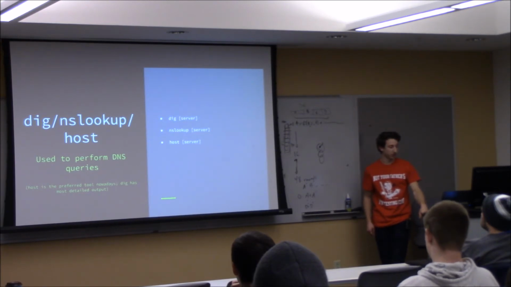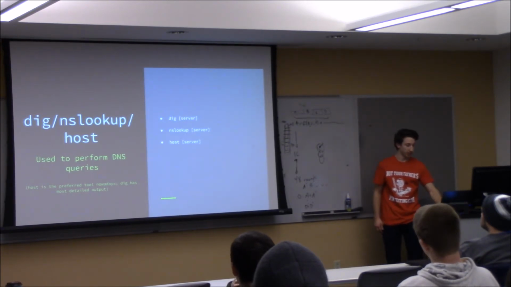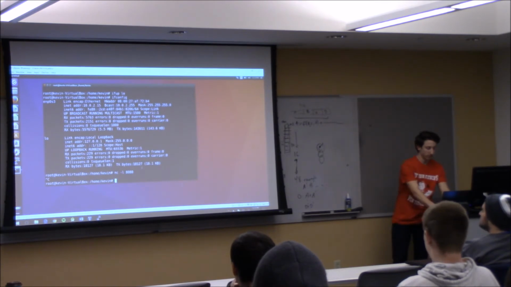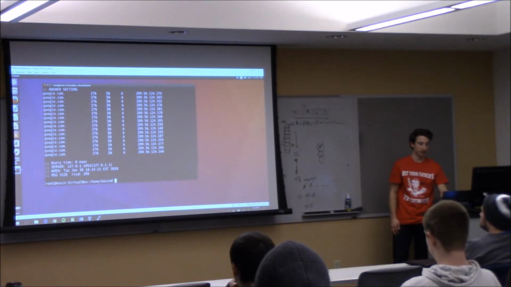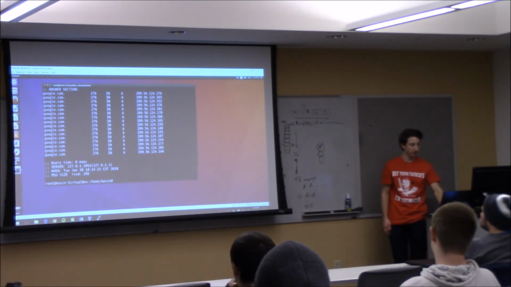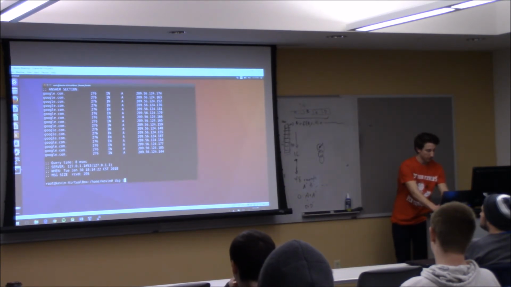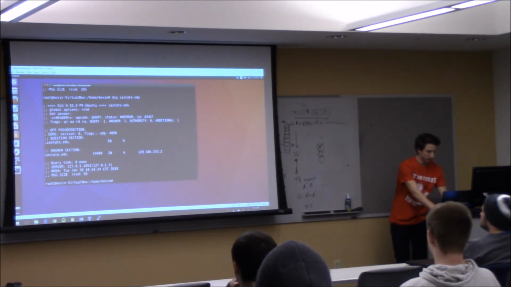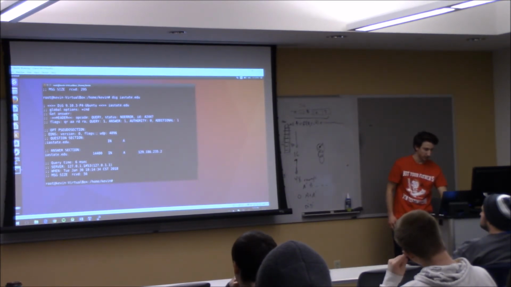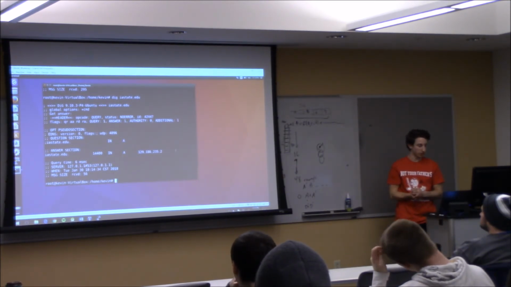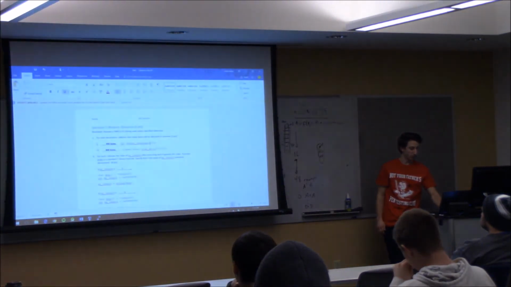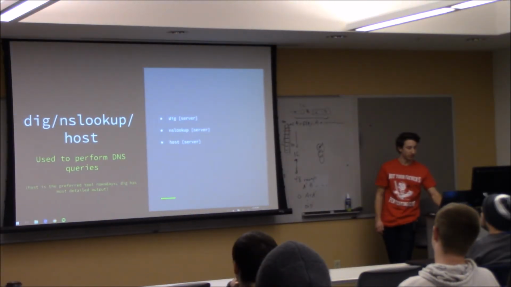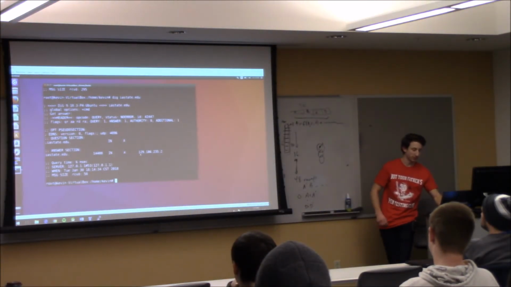Dig, nslookup, and host are all used to perform DNS queries. So we can do dig and then google.com. That's going to show the actual address of the Google server that you're going to, which can be helpful. You can do another one, like iState. Yeah, so this one here in the middle is part of that range that we saw earlier, the 129.186, in there is where that's at. And there's some other information in there too. nslookup does a similar thing.